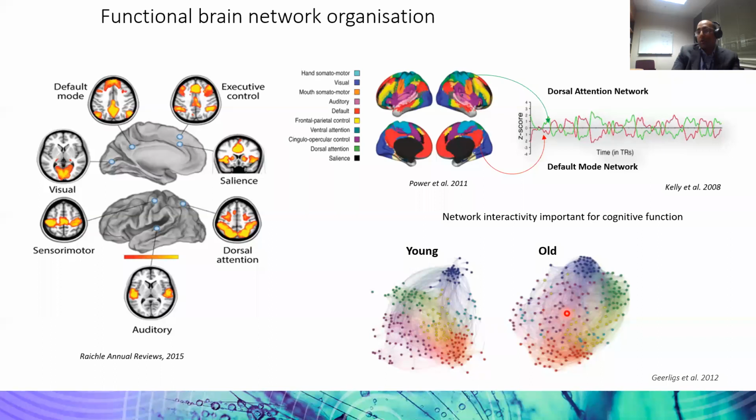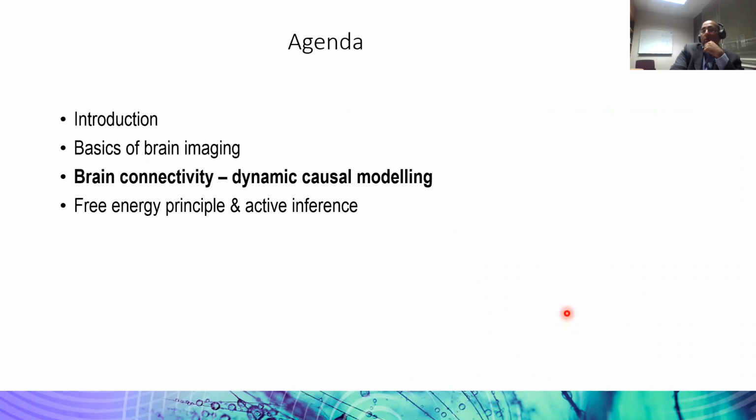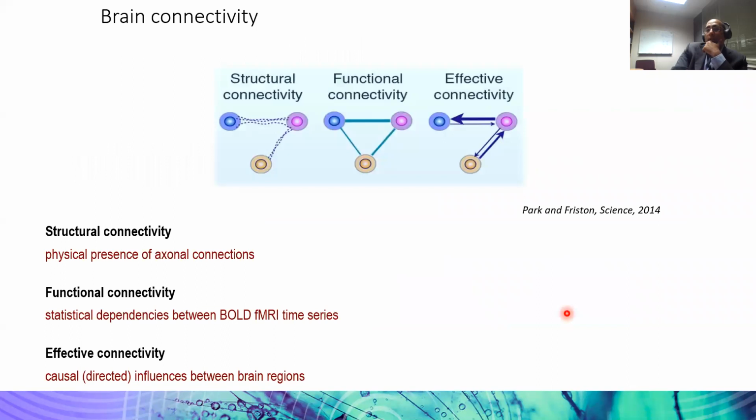So I will now go into a bit more technical detail of how one can measure brain connectivity, and I will introduce a statistical and Bayesian framework, what we call dynamic causal modeling. As I was saying before, brain connectivity can be of three different kinds. The first one is what we call structural connectivity.